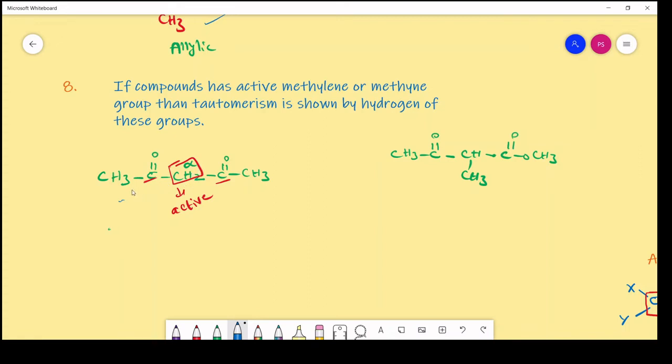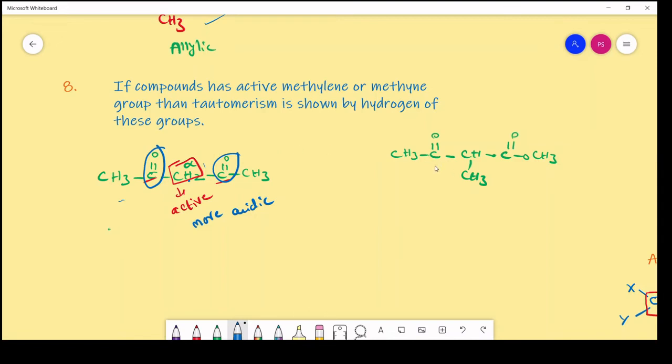See, for example, acetyl acetone. So here CH3, C double bond O, CH2, C double bond O, CH3. This CH2 group we call the active methylene group. Why? Because it is present in between 2 electron withdrawing groups. This is one electron withdrawing group and this is another. So this is more acidic. Active methylene groups are more acidic. Acidic means it easily loses its hydrogen atom. So this methylene group participates fast in tautomerism.